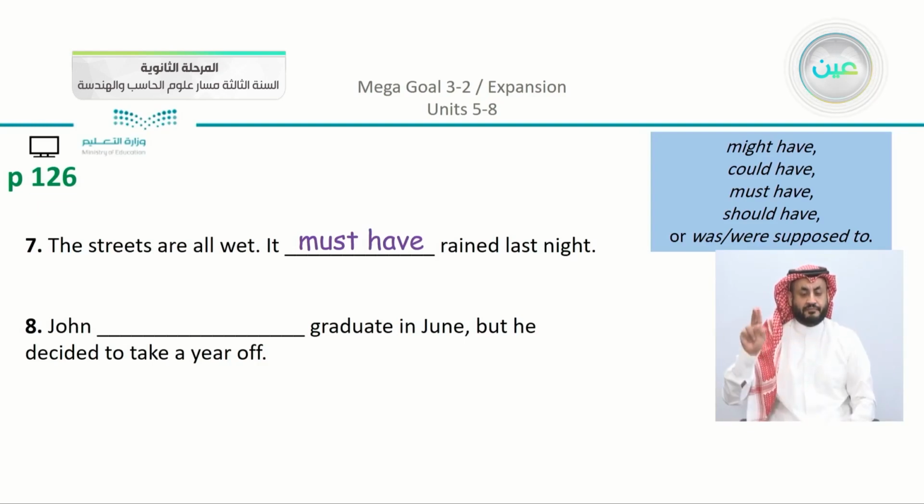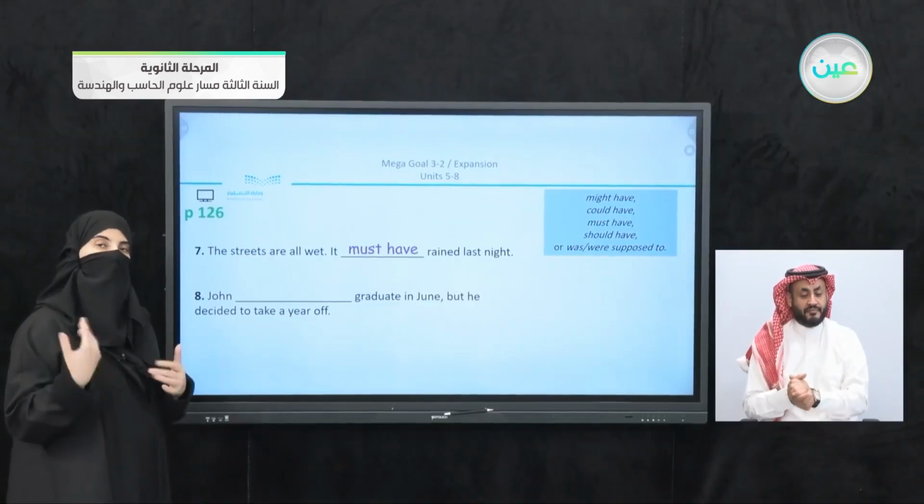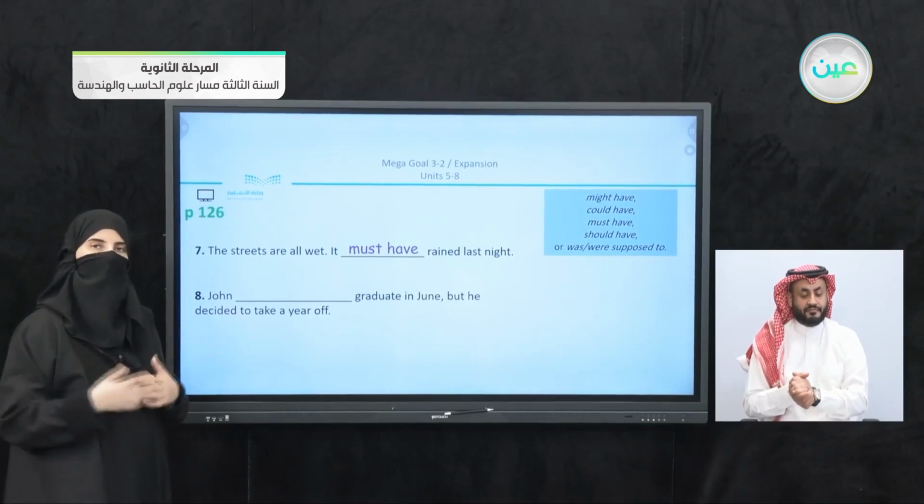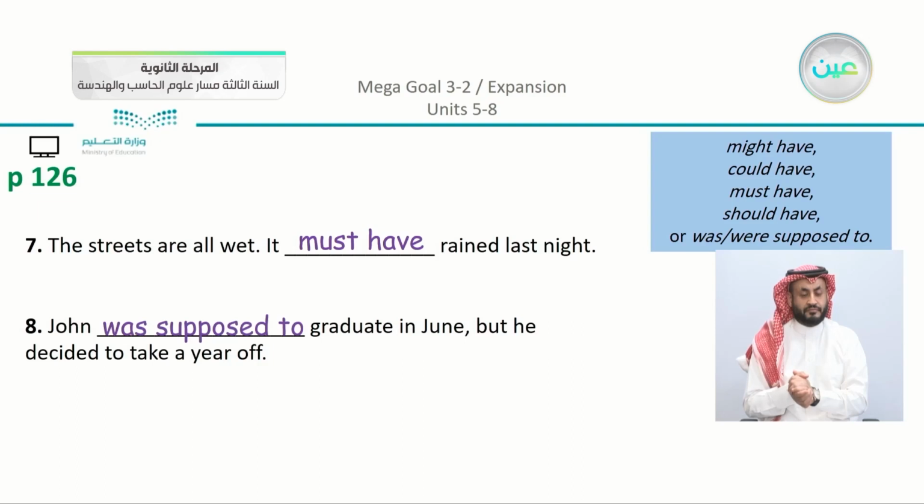Number 8, John graduated in June, but he decided to take a year off. So there was a possibility for him to graduate in June, but he decided to alter or change his plan. So we can say that he was supposed to graduate in June.